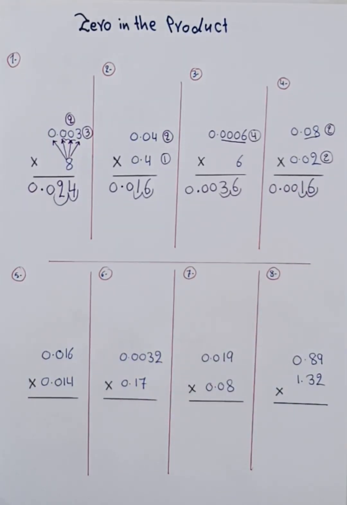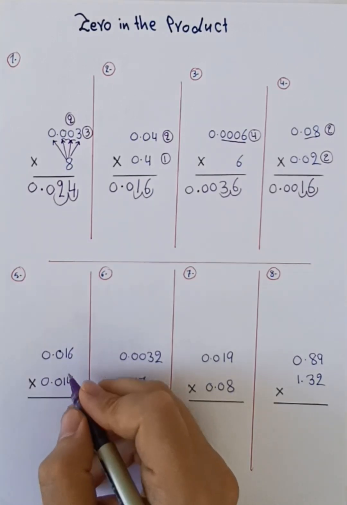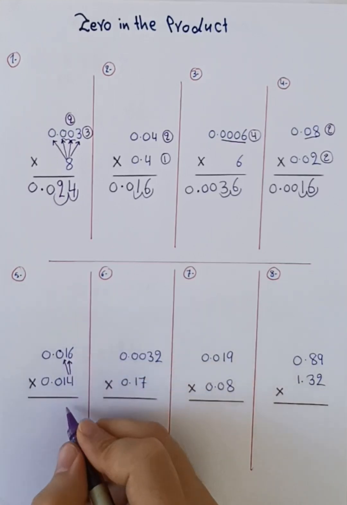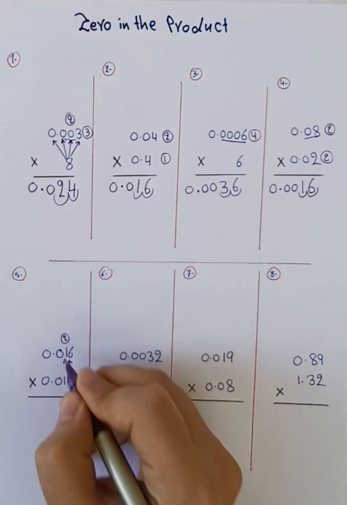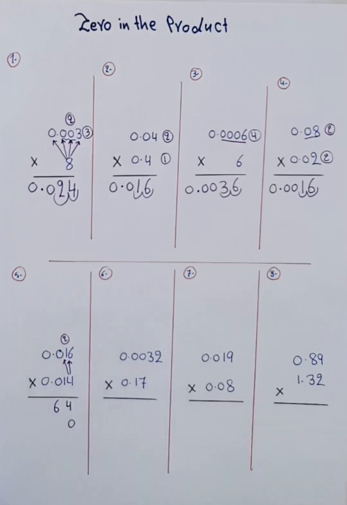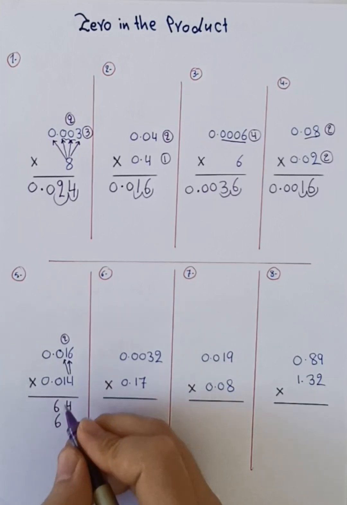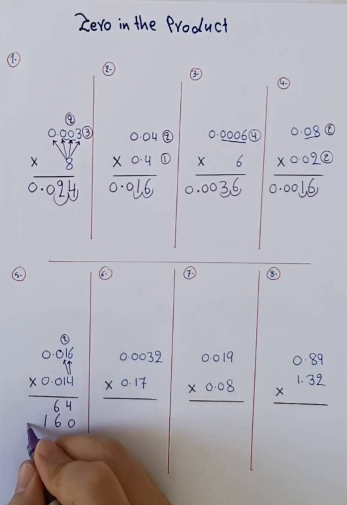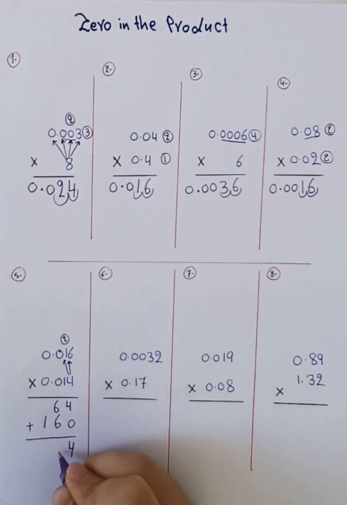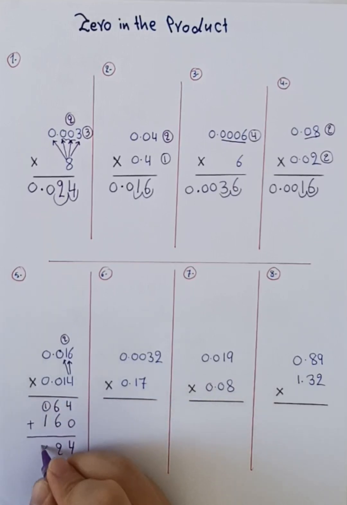Example number 5, you have 0.016 thousandth multiplied by 0.014 thousandth. You have to multiply this 4 by this 6 and then by this 1. 4 times 6 is 24. You have to regroup. 4 times 1 is 4 plus 2 is 6, and then you have to write 0 before we multiply this 1 by these two numbers. 1 times 6 is 6. 1 times 1 is 1. Now we can add the products. 4 plus 0 is 4. 6 plus 6 is 12. You have to regroup. 1 plus 1 is 2.